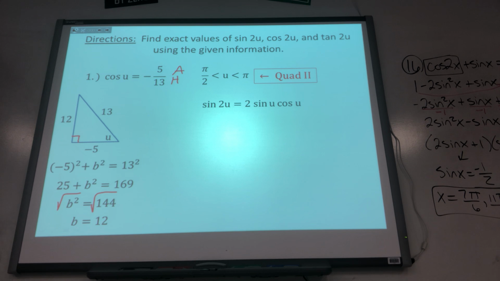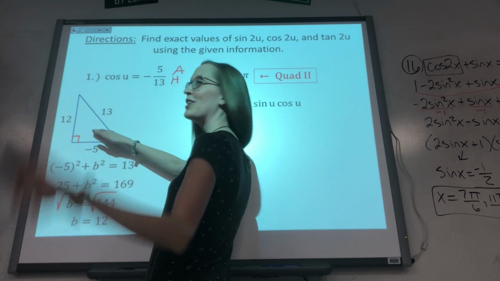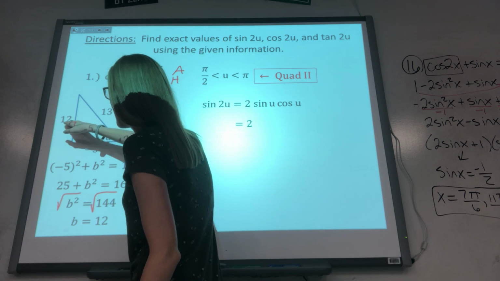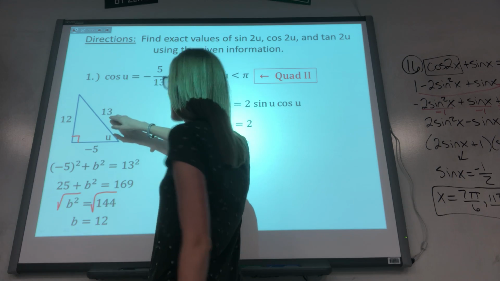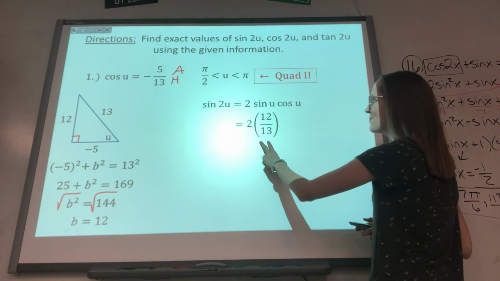And there's only one option. It's 2 sine of u cosine of u. So keep the 2 out front. And sine of u. Here's u, the letter u. And it goes opposite over hypotenuse. So that would be 12 over 13ths.